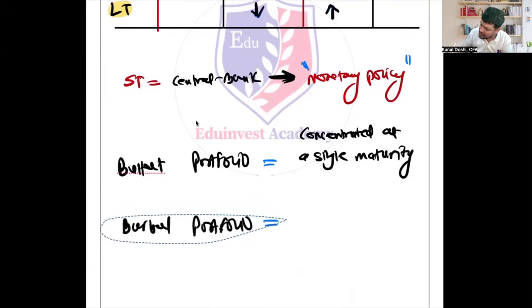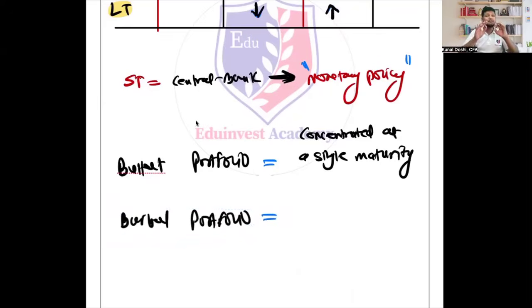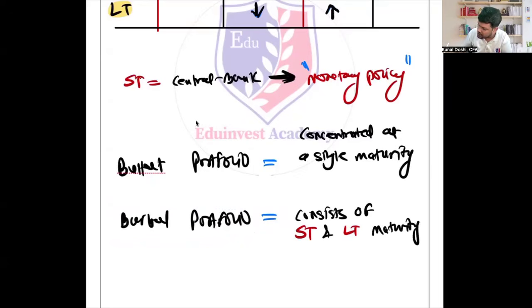Contrary to this, what is a barbell portfolio, which is spread across short term and long term? A barbell portfolio is not concentrated at a single maturity. It's a portfolio with different types of maturity, consisting of short term and long term maturity bonds. Now, of course, a bullet portfolio is relatively riskier compared to a barbell portfolio.